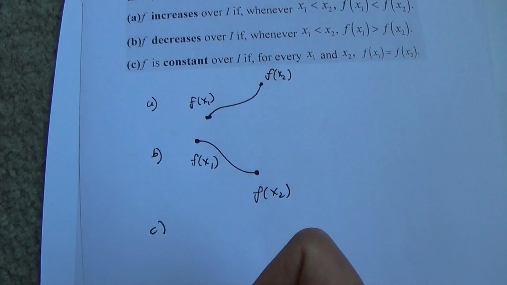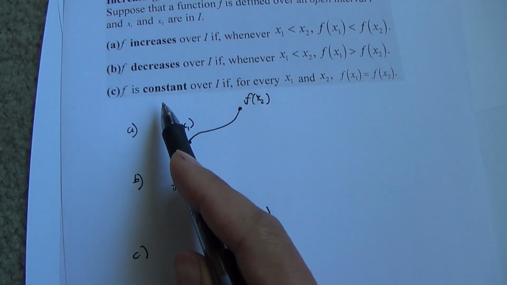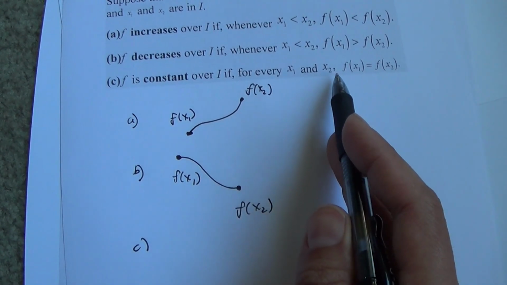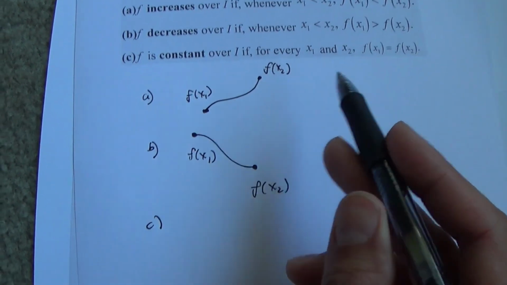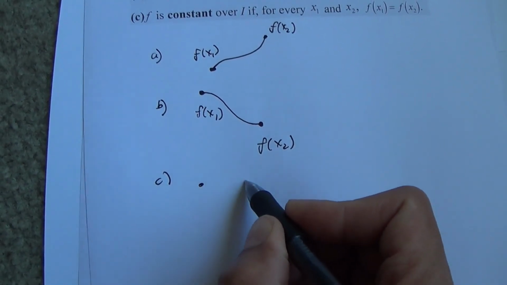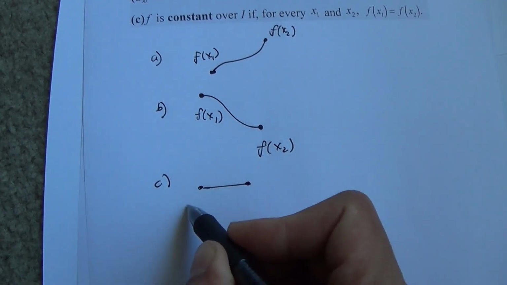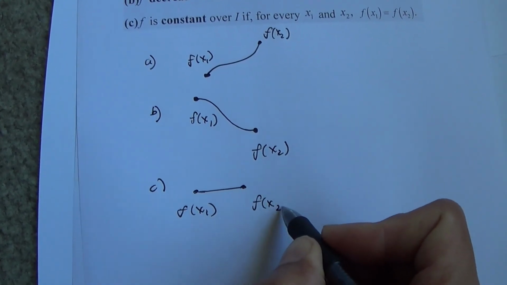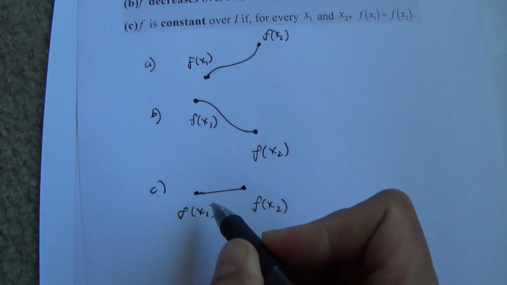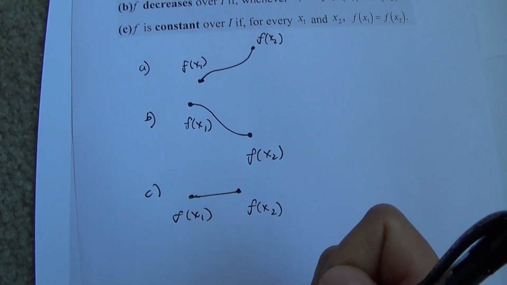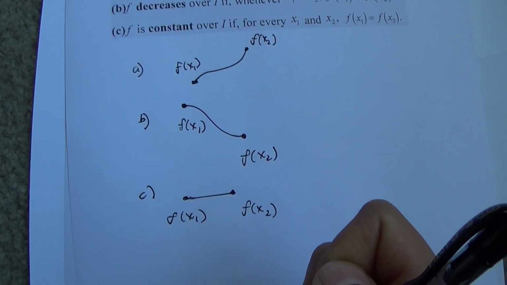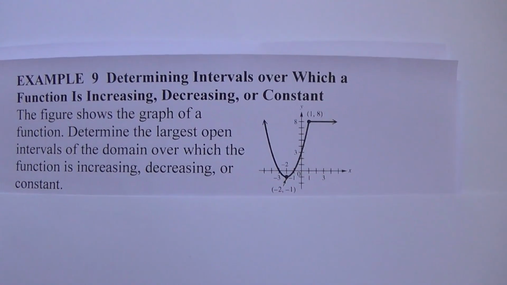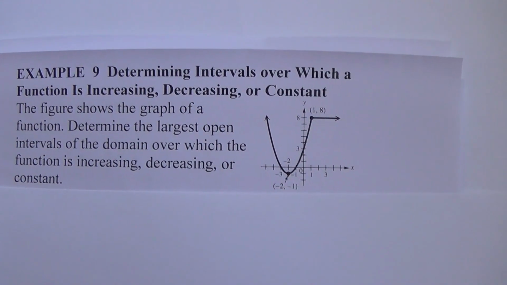In C, we have f as a constant function if whenever we have x1 and x2, the function values are the same. So in this case, we have a horizontal line where f of x1 is the same height as f of x2. There's no change in the height as we go from left to right. It's a constant value. Example 9. Determining intervals over which a function is increasing, decreasing, or constant.